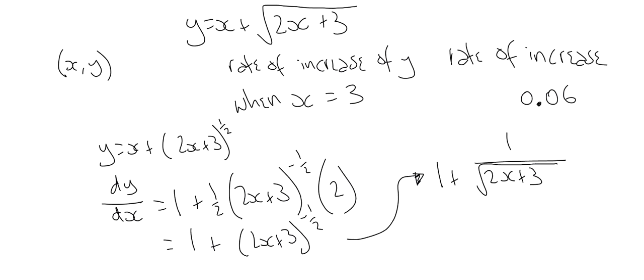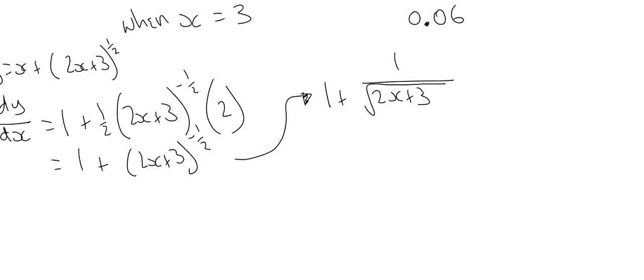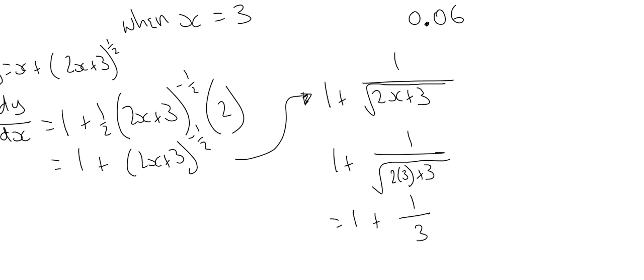Okay. So let's do that. 1 plus 1 over the square root of 2 times 3 plus 3 is 1 plus 1 over what? 3, right? Because 2 times 3 is 6, 6 plus 3 is 9, and the square root of 9 is 3. So this is 4/3.